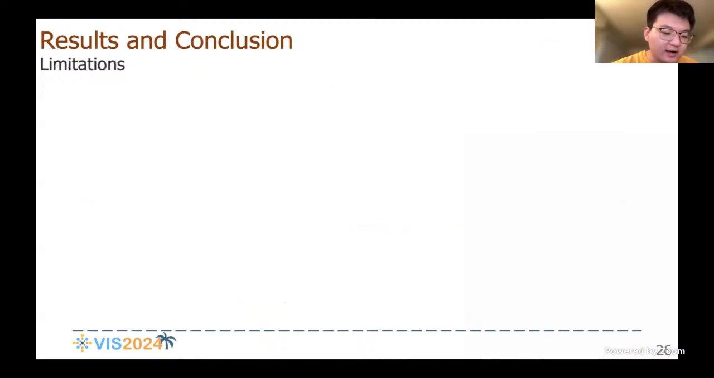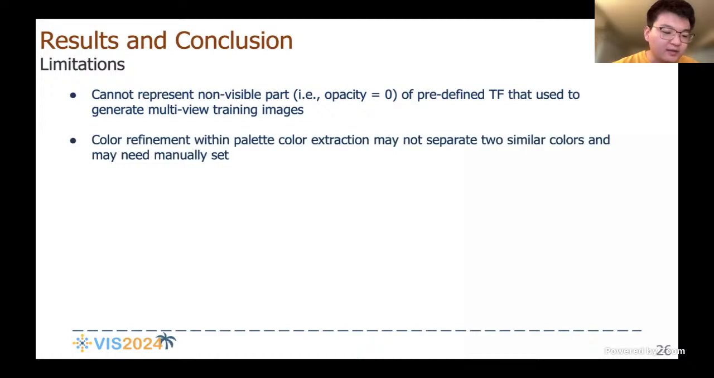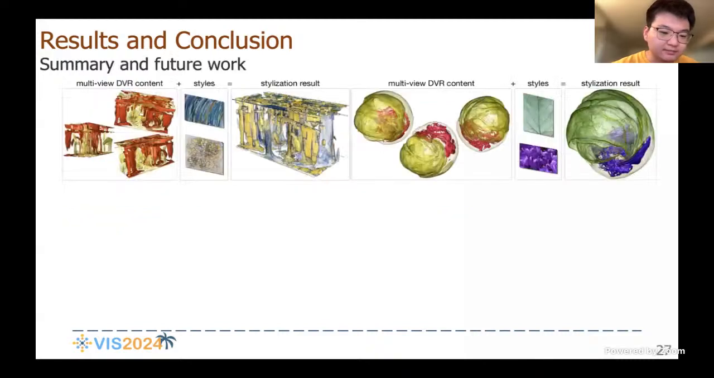Although StyleRF-VolVis achieves state-of-the-art performance in VolVis scene style transfer, it still faces several limitations. First, it can't represent the non-visible part within the multi-view images. Second, the color refinement within the palette color expression may not separate two similar colors. Third, StyleRF-VolVis can only support interactive PSE but not interactive NPSE. And finally, StyleRF-VolVis only supports light intensity adjustment but can't adjust the lighting direction.